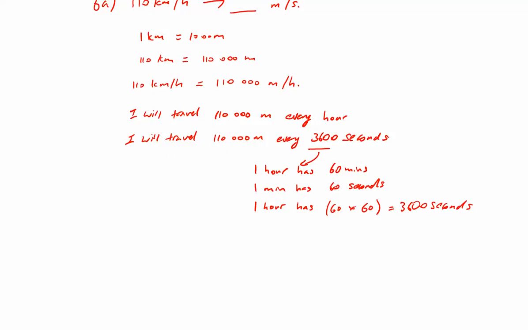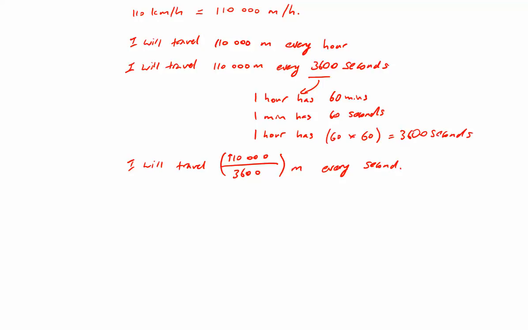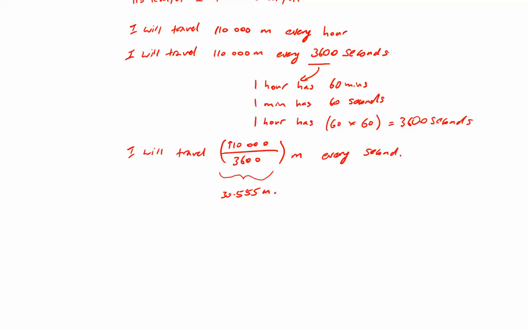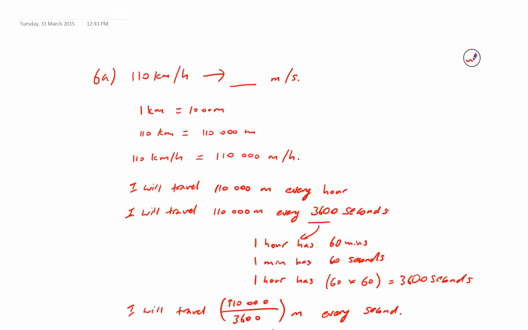So now if I can travel 110,000 meters every 3,600 seconds, what is the distance that I can travel every second? You simply have to take 110,000 divided by 3,600, right, to get the distance that you can travel every second. If you evaluate this, it will give you 30.555 meters. So if I can travel 30.555 meters every second, it means that my velocity is just 30.555 meters per second, which is what you are trying to find here. Correct?